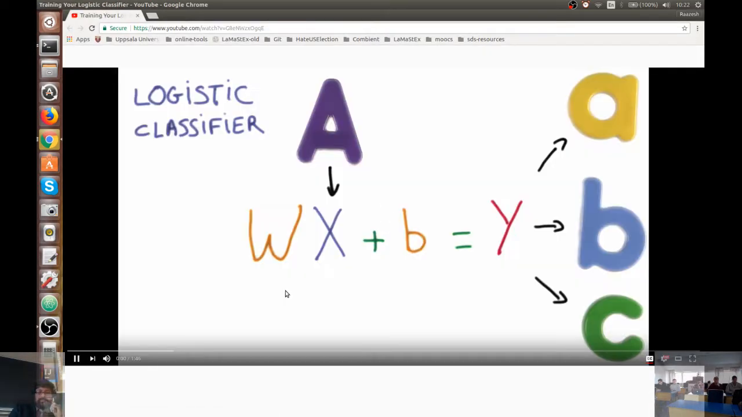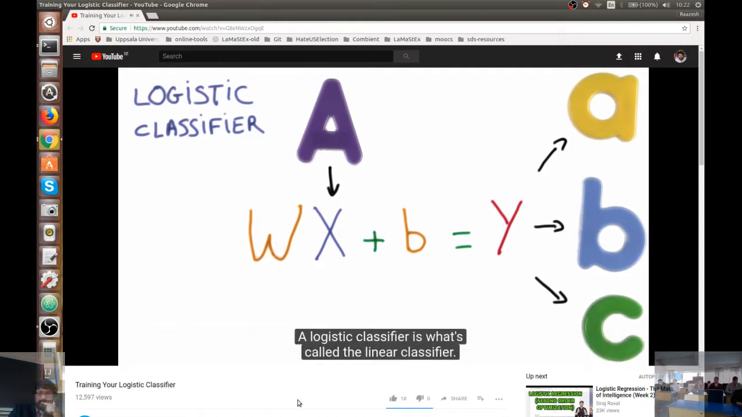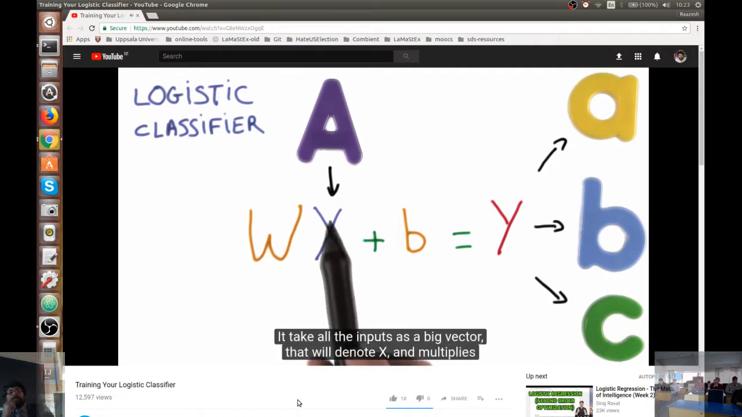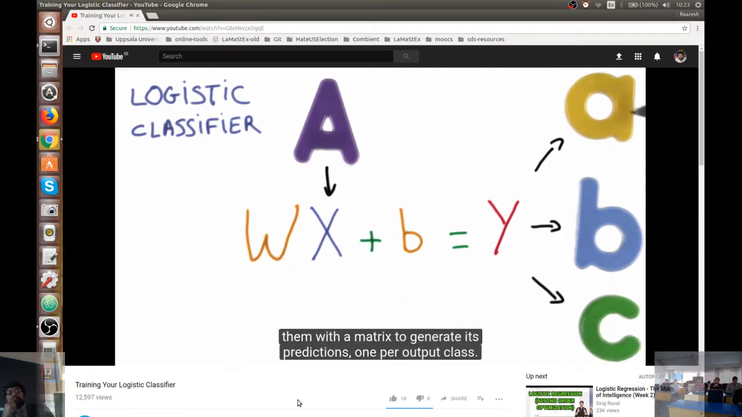Okay, so this should only take 46 seconds. So let's recap linear regression. Let's get started training a logistic classifier. The logistic classifier is what's called a linear classifier. It takes the input, for example the pixels in an image, and applies a linear function to them to generate its predictions. A linear function is just a giant matrix multiply. It takes all the inputs as a big vector that we'll denote x, and multiplies them with a matrix to generate its predictions, one per output class.